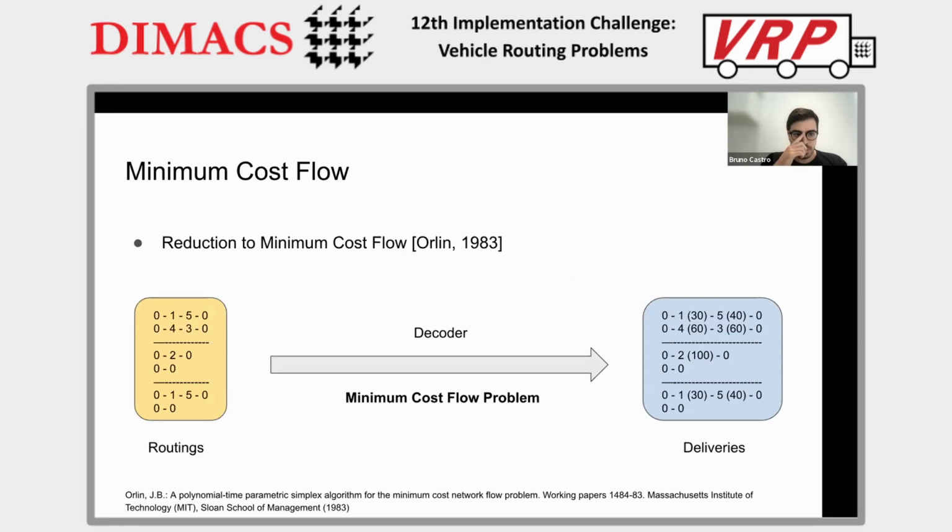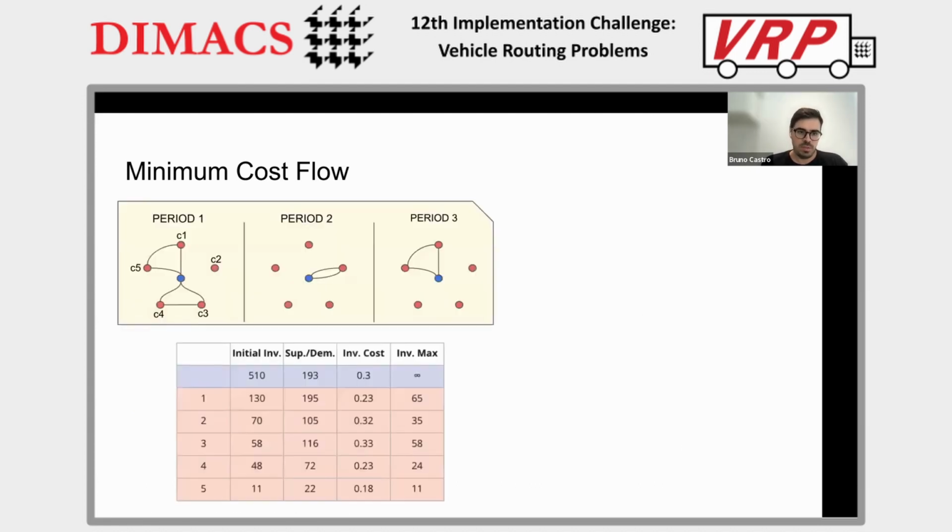Now I'll talk about the minimum cost flow problem. The reduction to this problem is not something new. And I will show how to model the inventory using the minimum cost flow. Supposing that we have this solution, we start with the depot. It will supply a flow equal to the initial inventory and the current supply from this period.